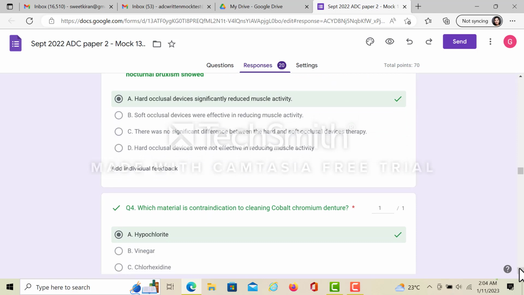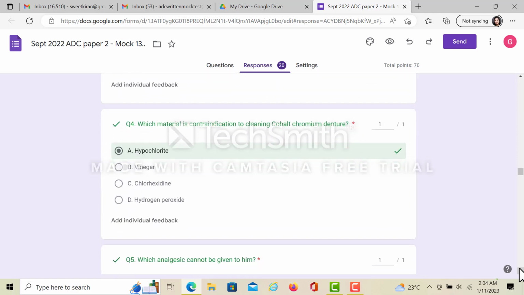All right. Which material is contraindicated for cleaning cobalt chromium? See, cobalt chromium is a metal, so you don't want to give something which has high acidity and which will cause effervescence or corrosion of the metal. Now, vinegar, you can argue, but if hypochlorite is given, then I will choose that option. If hypochlorite wasn't given, then I could have also chosen vinegar or hydrogen peroxide. But I don't think so. They are entirely contraindicated. But hypochlorite is too effervescent and it will cause sudden corrosion because it's a very strong chemical. So hypochlorite becomes the answer of choice.